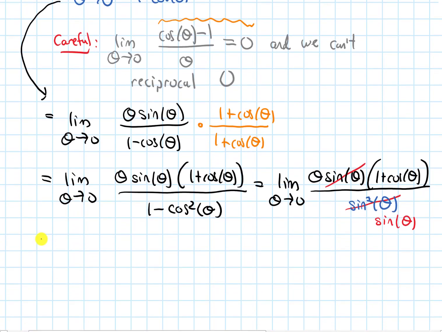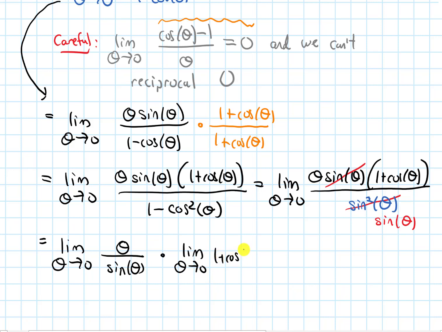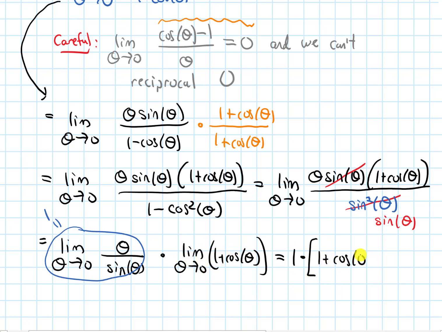And now I do see a special limit appearing. So let's split this up into the limit as theta goes to 0 of theta over sine theta. Right, this is the reciprocal of my special limit. And then times the limit as theta goes to 0 of 1 plus cosine theta. All right, because I know this is going to be 1. So we get 1 times, and with that second limit, let's just try plugging in. We get 1 plus cosine of 0, which is 1. 1 plus 1 is 2. And 1 times 2 is 2. And that is our answer.